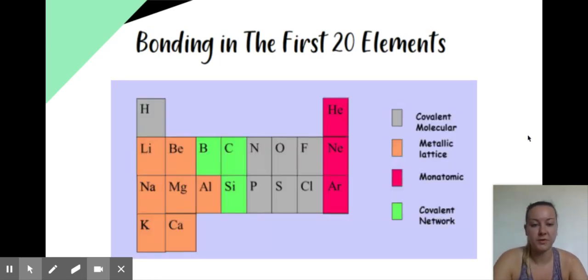So a little summary of what we've done so far. This is what your periodic table should look like. So have a different colour for covalent molecular gases. You should have your metallic lattice, so that's the orange ones, your monatomic group 8s, and your covalent networks. The only one missing from here is your covalent molecular solids, which are P and S, so they should be a different colour, just to represent that those are the solids, whereas the other covalent molecules are all gases.